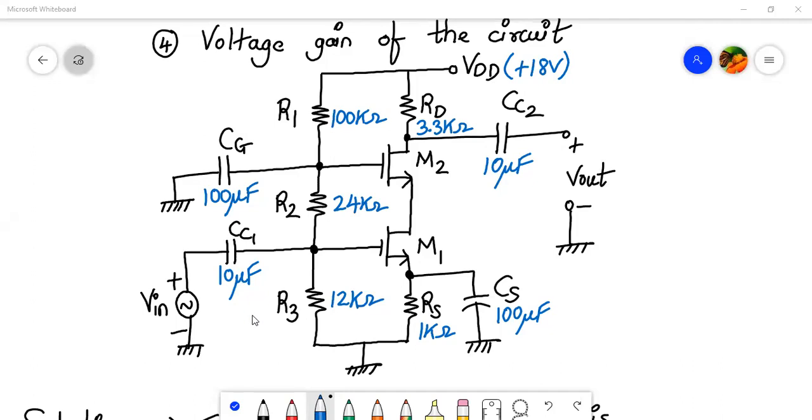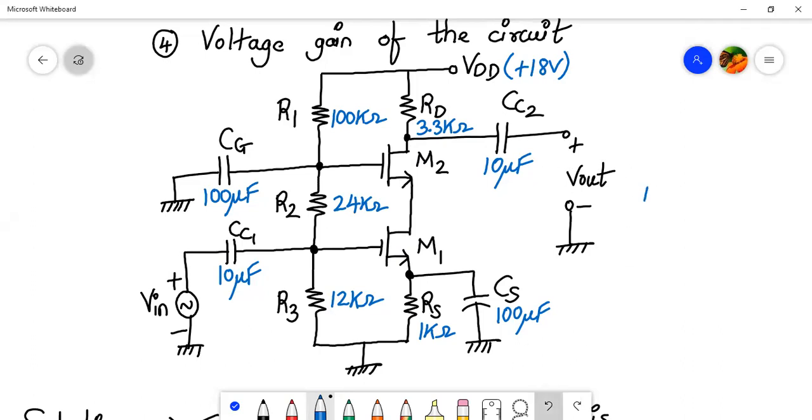Okay, so this is the circuit given to us. As you can clearly see, input is applied to the gate terminal of M1 transistor, and the drain terminal of M1 transistor is the output of the first stage, which is driving the second stage input. So the first stage is my common source amplifier, and the second stage is my common gate amplifier configuration, right? So it's a cascode configuration, CS-CG cascode configuration, right?